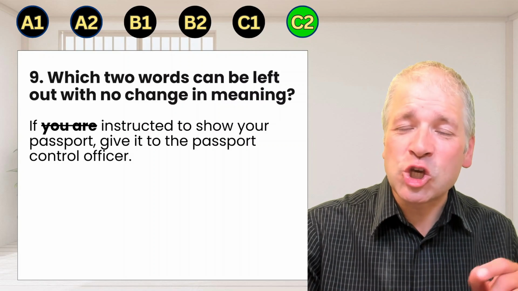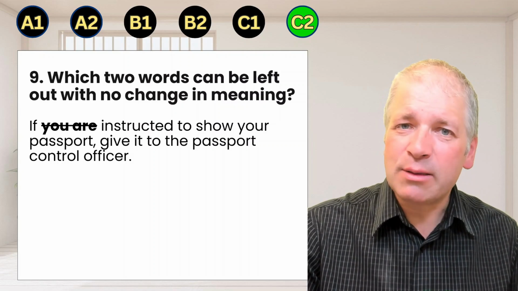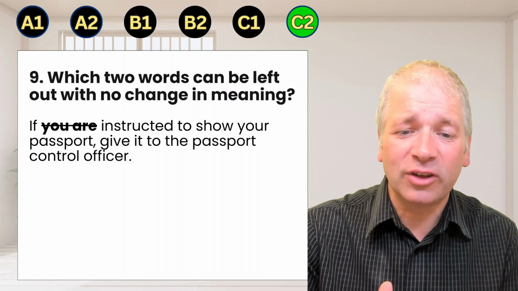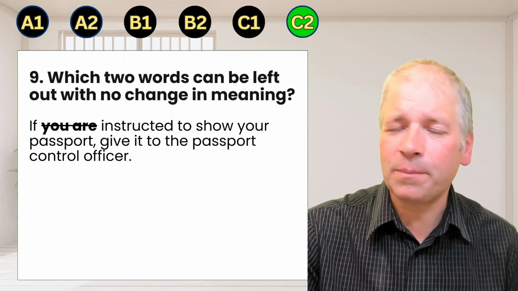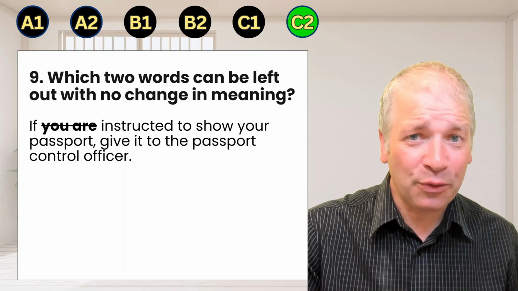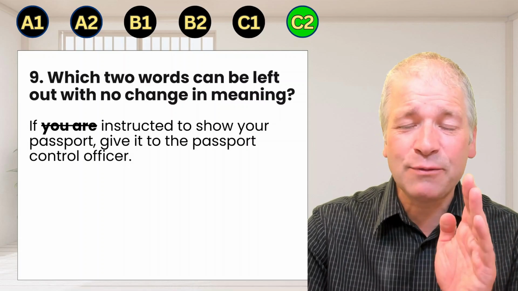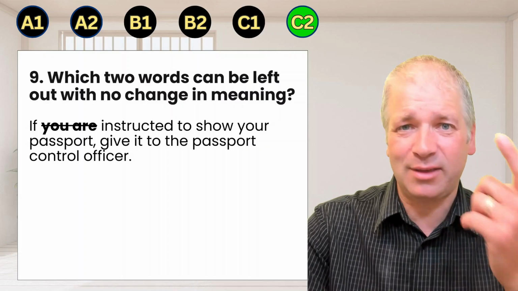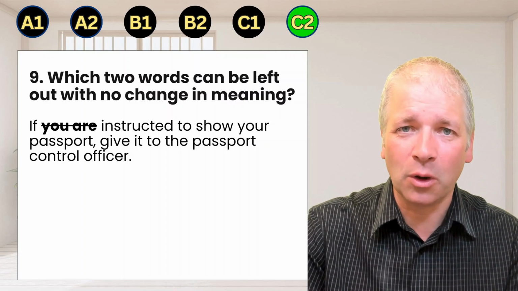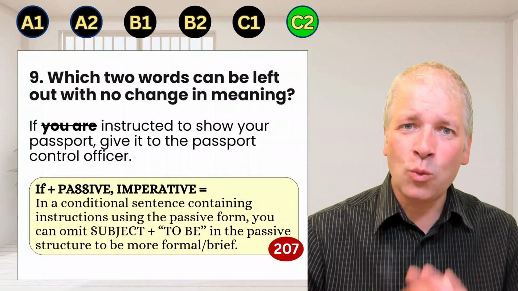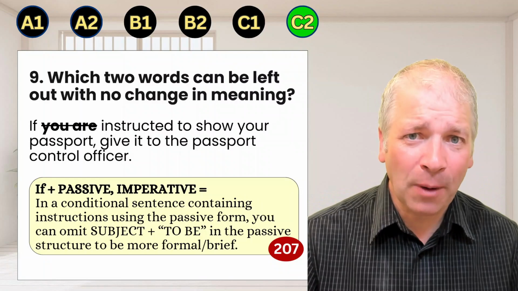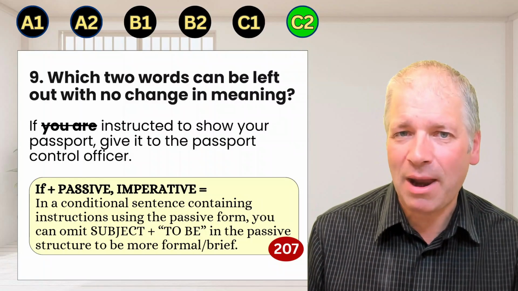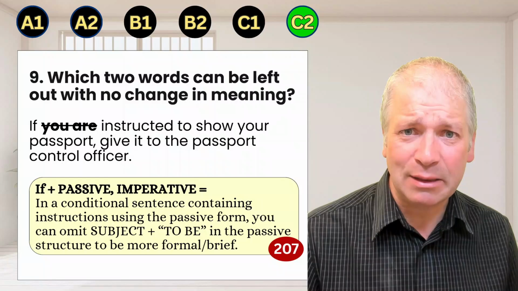The answer is you are. Instead of saying if you are instructed, you could simply say if instructed to show your passport, give it to the passport control officer. Now, this seems strange, but this is something that native speakers do all the time in more formal, official situations, such as if you have to go through passport control. Why? It's to do with this structure here. If followed by the passive form and an imperative. Sometimes it can be used without an imperative as well, but you'll usually find that it is.